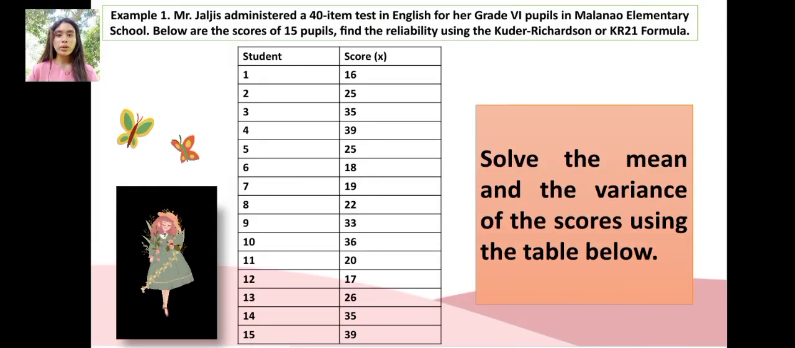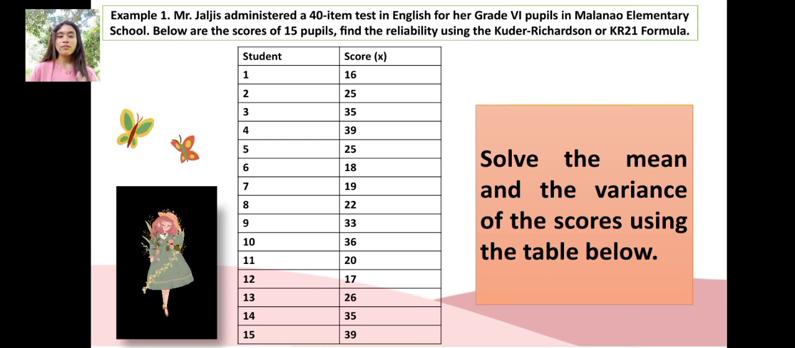Example 1. Mr. Georges administered a 40-item task in English for his grade 6 pupils in Milano Elementary School. Below are the scores of 15 pupils. Find the reliability using the Kuder-Richardson KR21 formula. So we have 15 pupils as you can see in the table, student 1, 2, 3 up to 15, and the score of every student in the test.